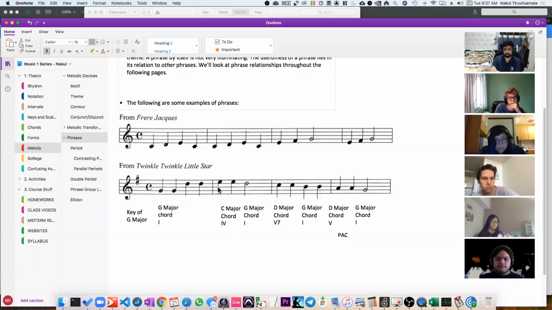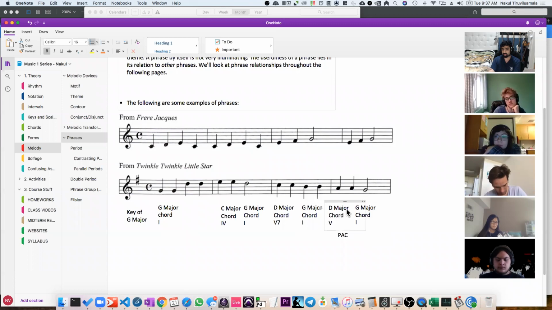So this note of the melody corresponds with the 4 chord, and this note of the melody corresponds with the 1 chord. These notes of the melody correspond with the 5 chord. These notes correspond with the 1 chord. These notes correspond with the 5 chord. And this note of the melody corresponds with the 1 chord. So what we have, by the end of it, is a perfect authentic cadence.